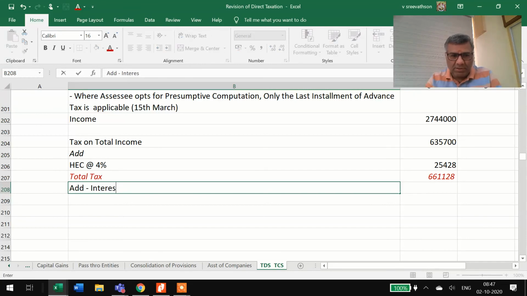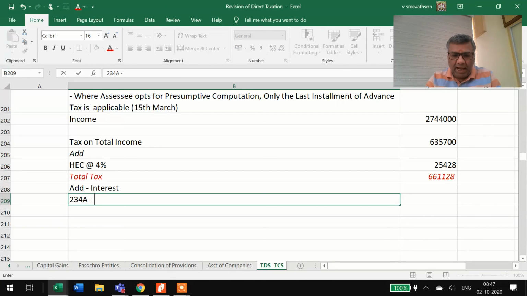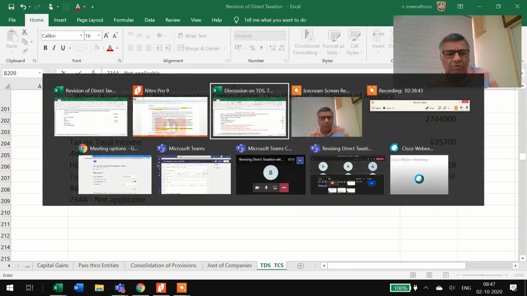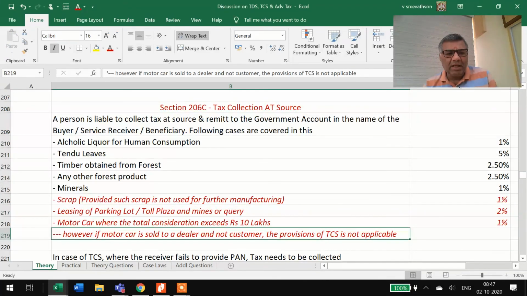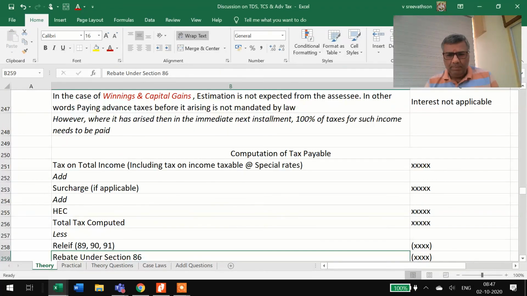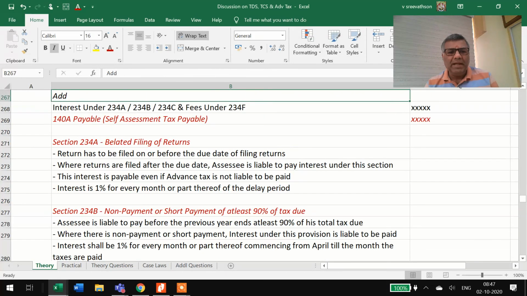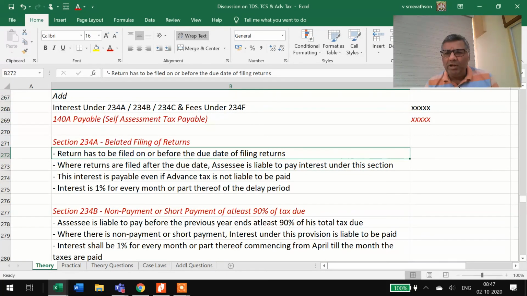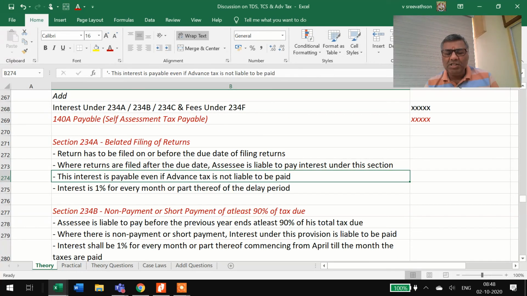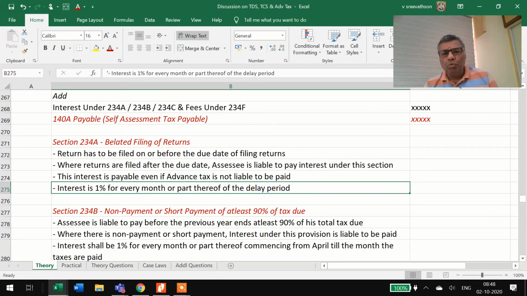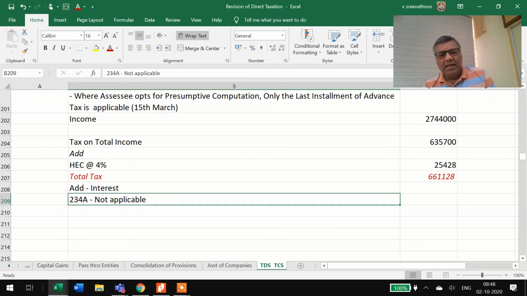Add interest. 234A not applicable. Just on a quick note, what is 234A? It is for belated filing of returns. Return has to be filed on or before the due date. Where returns are filed after the due date, the assessee is liable to pay interest under this section. Interest is payable even if advance tax is not liable to be paid. Interest is 1% for every month or part thereof. Here there is no delay.